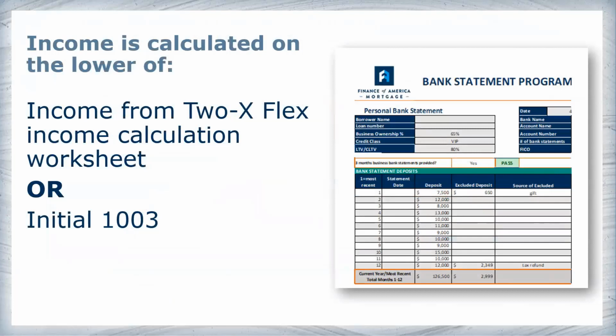The income is calculated on the lower of income from 2X Flex income calculation worksheet or your initial 1003. Now, if you're getting it off of your initial 1003 and you haven't used the income worksheet yet, then it may not match up, and especially if you're going off of what they're telling you when you take the initial 1003, because you want to make sure you get those statements, go through those, put the information in. It doesn't take long. It's really just putting in 12 months worth of deposits and going through that. So it's important to be able to look at those deposits when you're going through that.